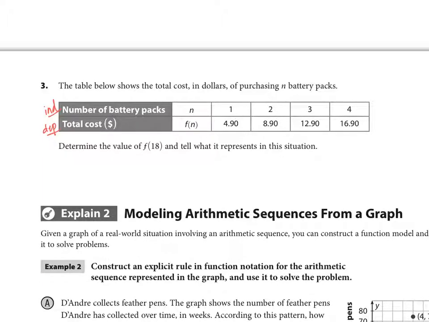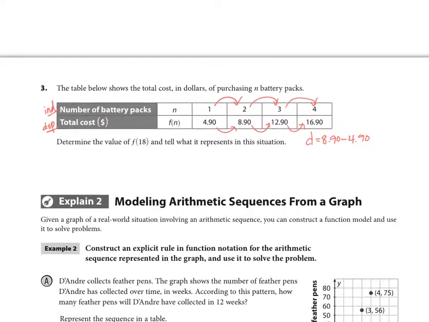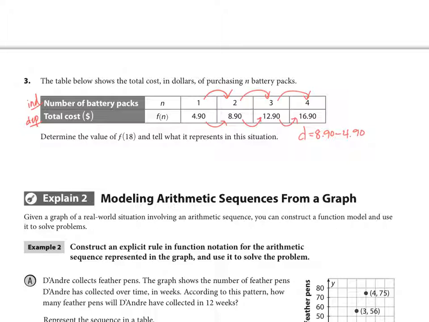So again, we notice that our n goes in order. It's consecutive, which means our terms at the bottom are going to also go in order and should be arithmetic, which means we have a common difference. Our common difference we'll find out by taking $8.90 minus $4.90, okay, which is $4. We're adding $4 every single time we add a battery pack.